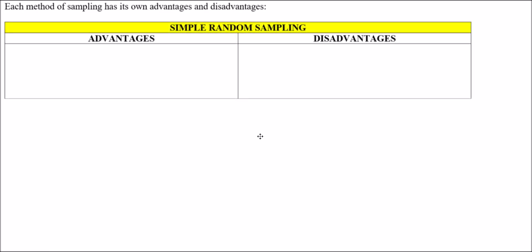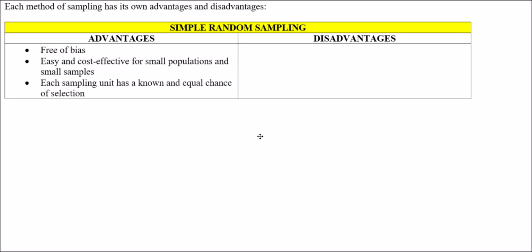So, to summarise, each one of those three sampling methods we've looked at has its own advantages and disadvantages. So let's think about each of these. Simple random sampling: the advantage is it's free of bias because it's completely random. It's easy and cost effective for small populations and small samples. It's quick and easy to administer and carry out. Also, each sampling unit has a known and equal chance of selection, which ties into the first point that it is free of bias.